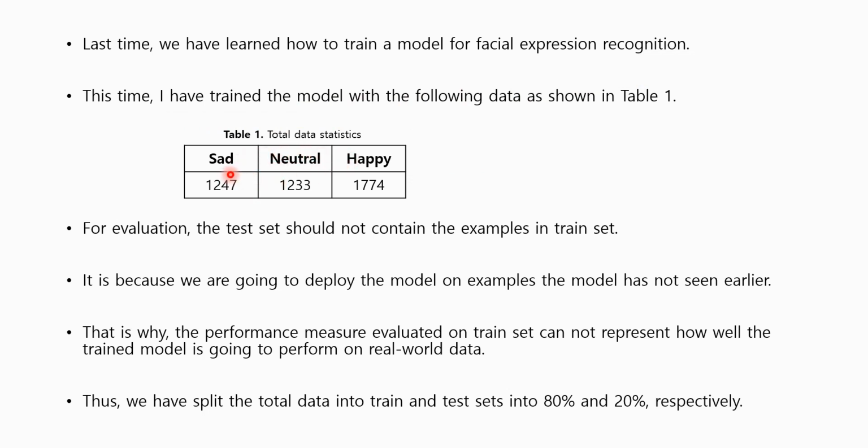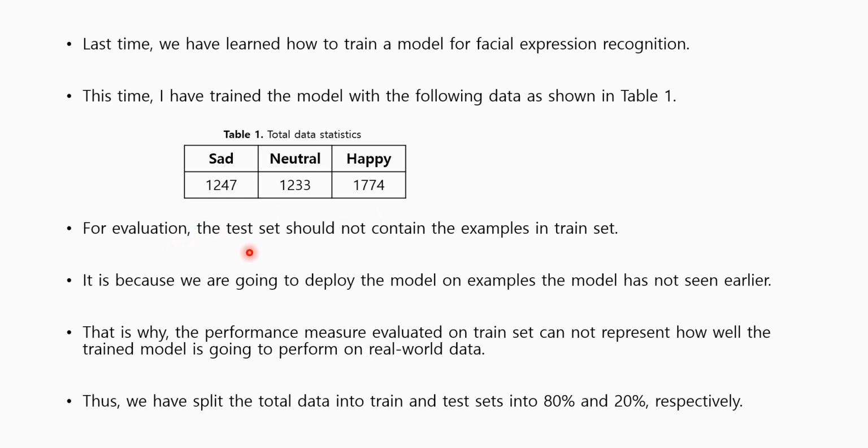So for the sad emotion category we've got 1247 face images. And for the neutral emotion category, we've got 1233 examples. For the happy emotion, we've got 1774 facial images.